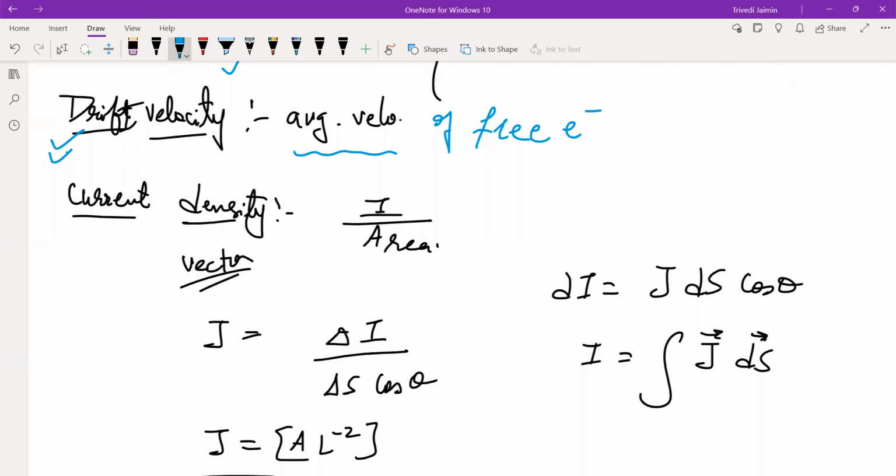Free electrons. Average velocity of free electrons. Current density. Understood this one? Everyone understood drift velocity? Is it or not? Yes, sir. Okay.